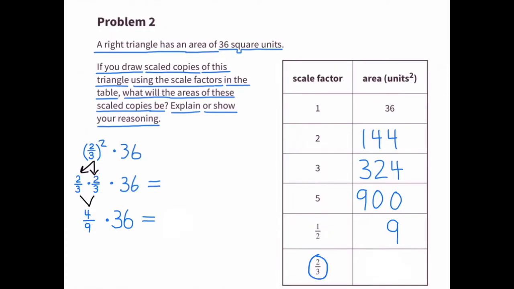When the scale factor is 2/3, I'll use 2/3 to the power of 2 times 36, or 2/3 squared times 36. And 2/3 times 2/3 is 4/9. 4/9 times 36 equals 16. So when the scale factor is 2/3, the area of this right triangle is 16 square units, or 16 units squared.